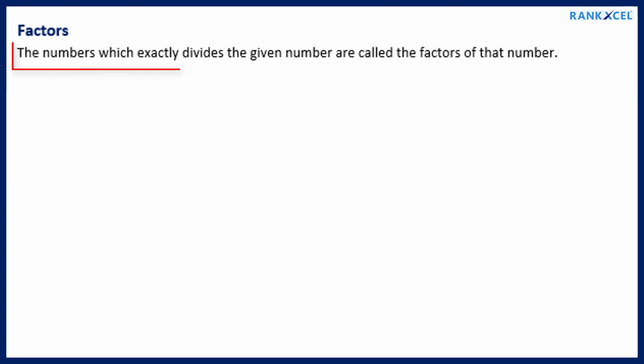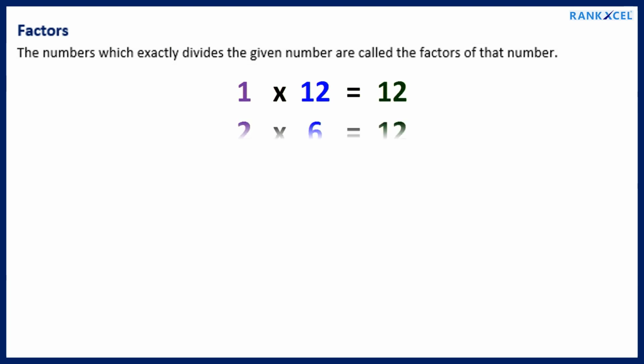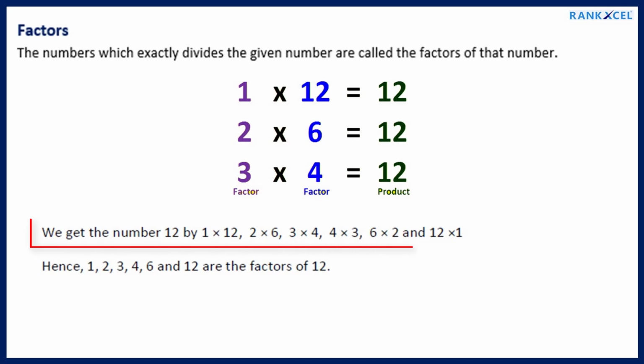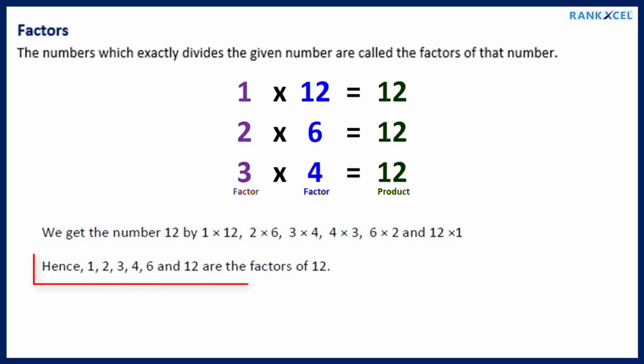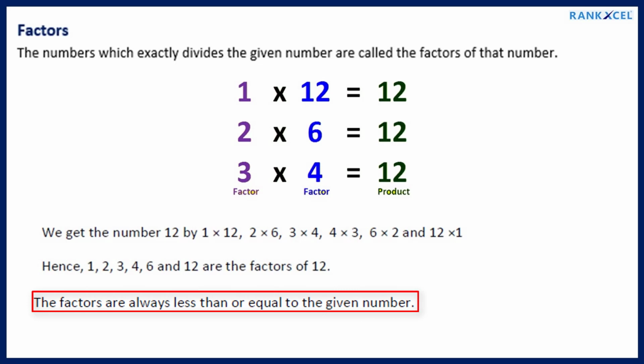Factors. The numbers which exactly divide the given number are called the factors of it. We get the number 12 by 1 times 12, 2 times 6, 3 times 4, 4 times 3, 6 times 2 and 12 times 1. Hence, 1, 2, 3, 4, 6 and 12 are the factors of 12. Note: the factors are always less than or equal to the given number.